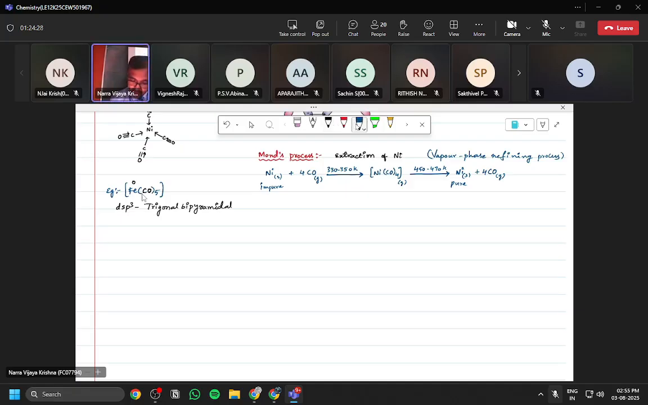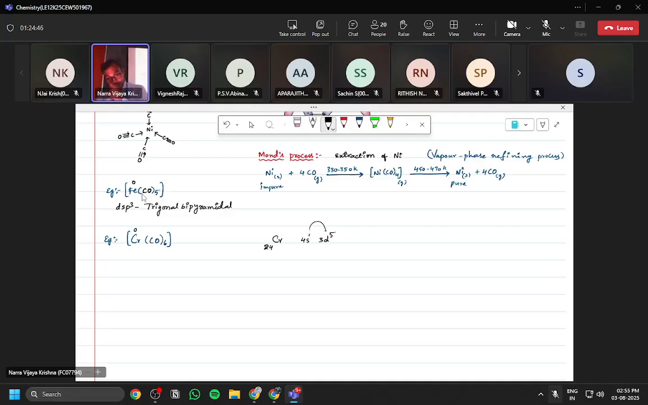Next example. Cr(CO)6 complex. Here also chromium is in the 0 state. Chromium has atomic number 24, configuration 4s1 3d5. Correct, sir?